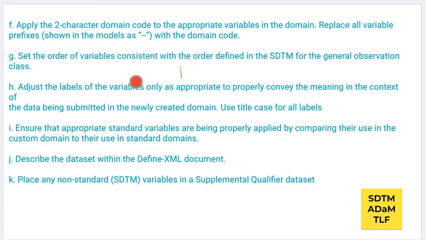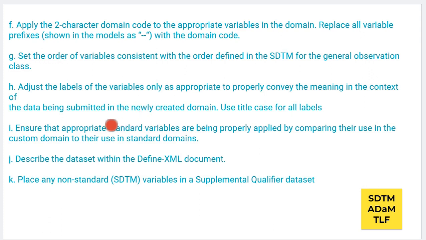Once that is done, the next point is you have to give a label for the variable. Now you need to explain what type of information your variable is giving. That can be a maximum of 40 characters long, plus you have to use title case for your label. Title case means the words you are using should start with a capital letter, except for articles and conjunctions. So you have to do that for the labels of the variables.